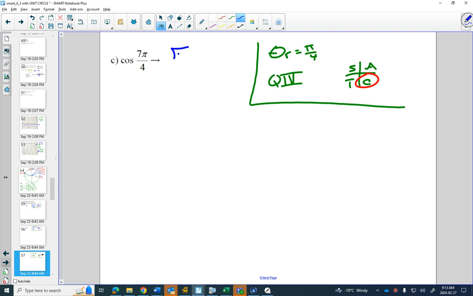And were you able to write down the answer before I was? Root 2 over 2. So for your pi over 4 family, cos is always root 2 over 2. It's in quadrant 4, where cos is positive.